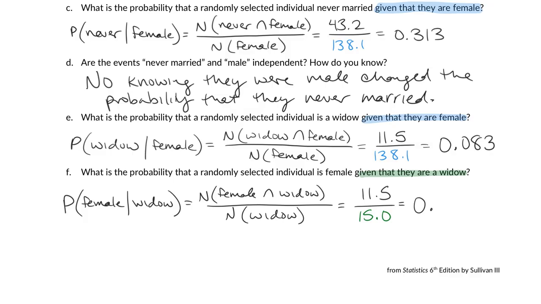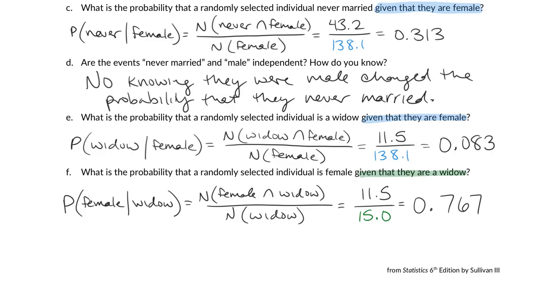What do you get as the decimal? 0.767. So 76% of widows are female, while only 8% of females are widows. What I wanted to bring to your attention here is that the way the question is asked dramatically changes how you answer it. Make sure when you're doing conditional probability, you're using the correct total or the correct given.